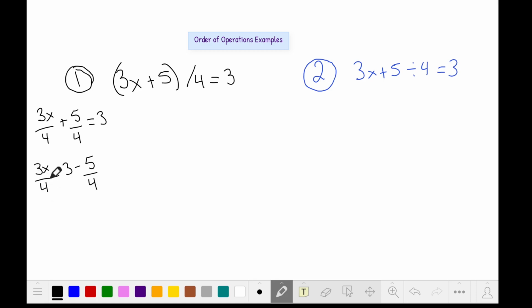And then the left-hand side's almost done. We see that the x is being multiplied and divided. And in this case, it doesn't actually matter which order we do it in because everything on the left-hand side is multiplying and dividing itself. So divisions and multiplications are equal.